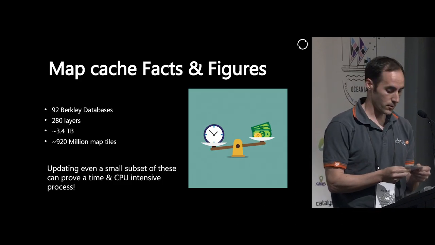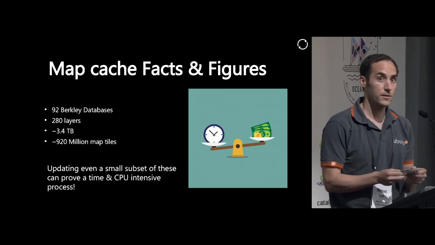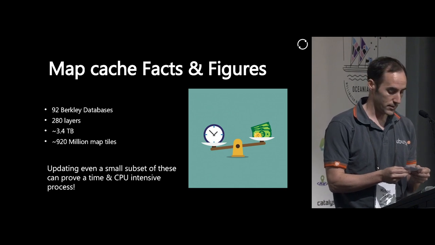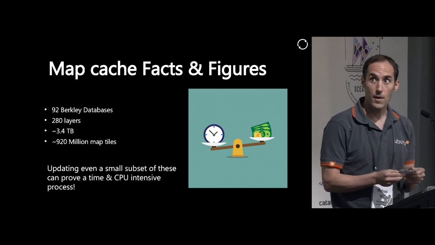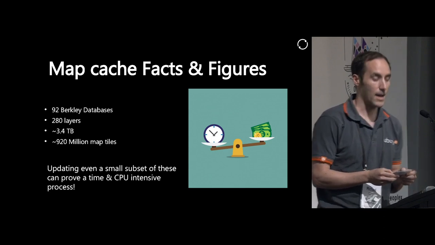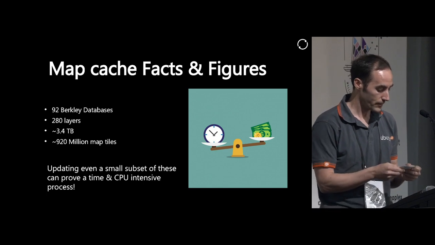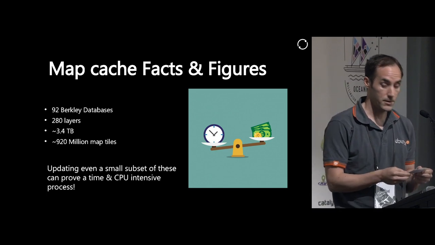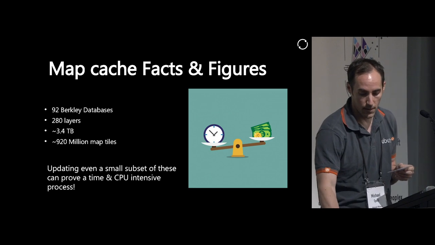Here are some statistics regarding our maps. Our maps consist of 92 BDBs and 280 layers, about 3.4 terabytes of data, and 920 million map tiles. We generally cache down to 12 zoom levels. Using our existing processes, updating the maps takes a long time.